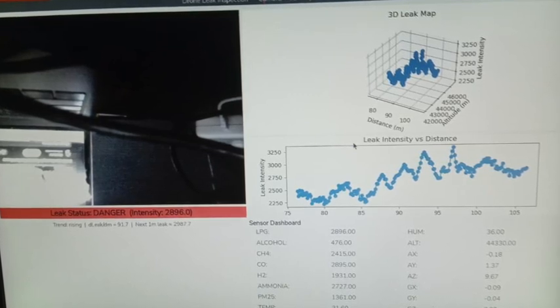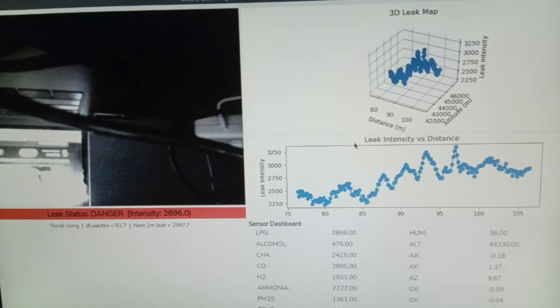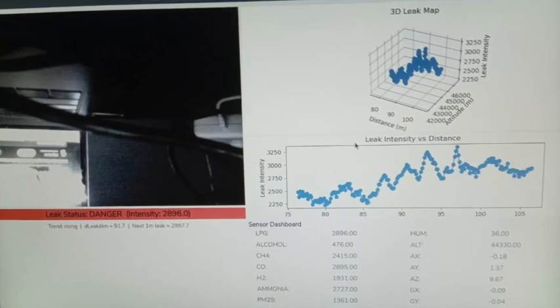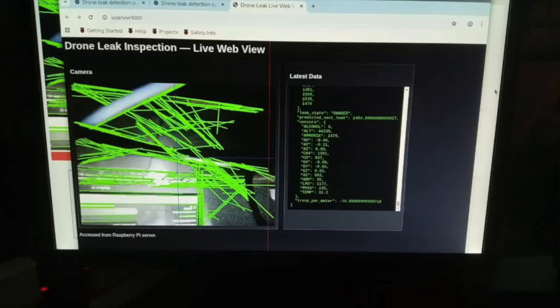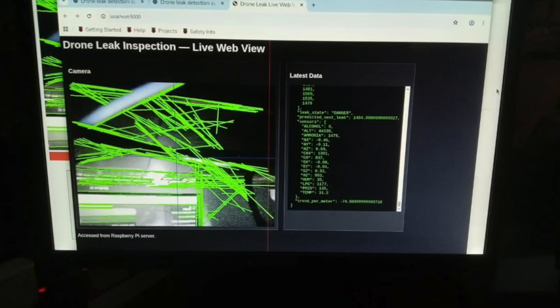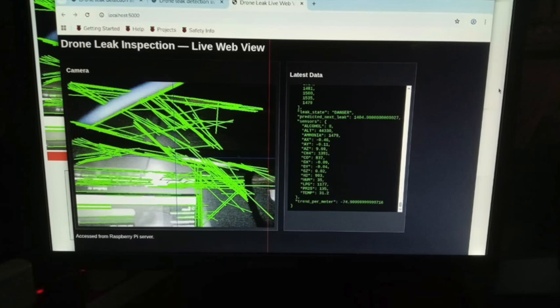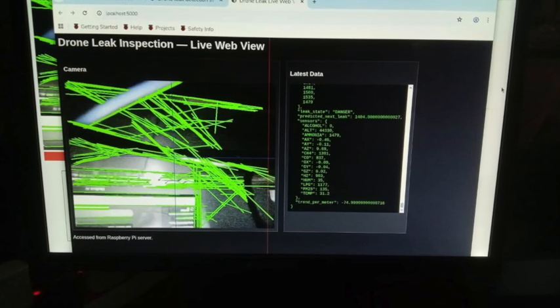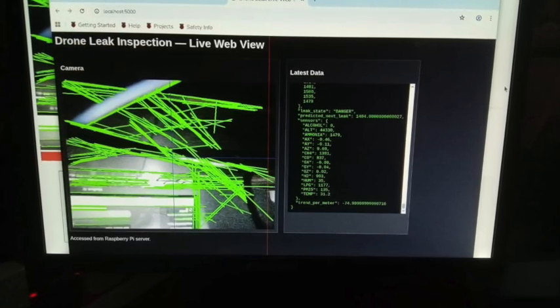A very important aspect of the system is remote accessibility. All the data, including live camera stream and sensor output, can be served over a local web server. That means any supervisor on the network or even remotely over the internet can monitor the drone in real time using a web browser. Let's talk about the application.